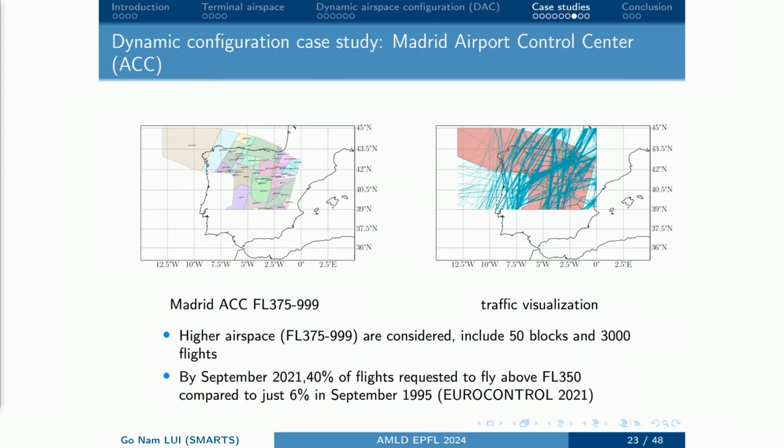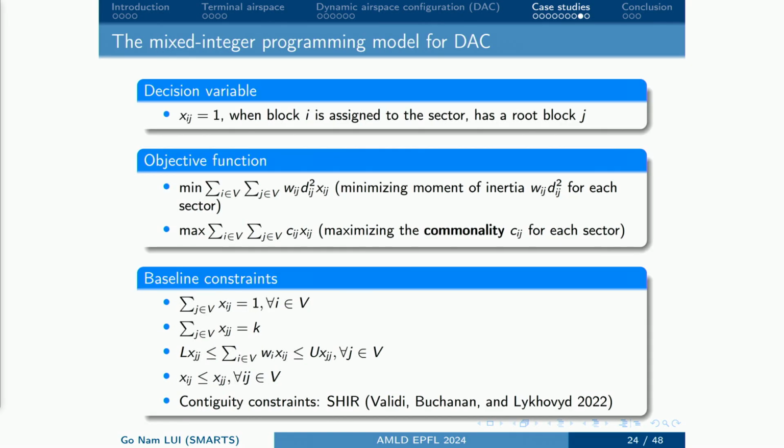So the next case study will be about dynamic airspace configuration. Because this part is very small, I will try to be very fast. We consider higher airspace because higher airspace is very important. More and more flights are flying in the higher airspace because they want to save fuel, right? So, okay, this is the MILP of the model.